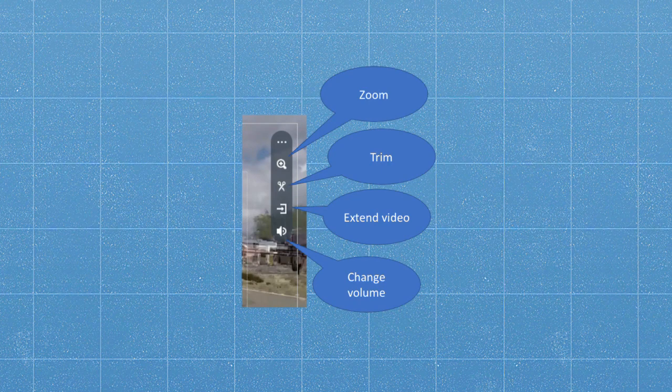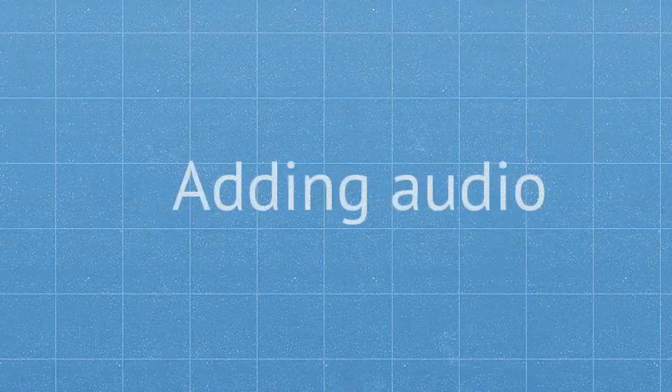Once you've added your video, there's several things you can do. You can zoom in to make certain parts of the image larger. You can trim the video to reselect where it begins and ends. You can extend your video in case it ran longer than 30 seconds. This will bring up the video editing window on a new slide for you to continue. You can also change the volume of your video. You can raise it, lower it, or mute it.